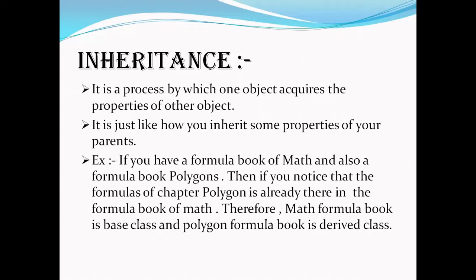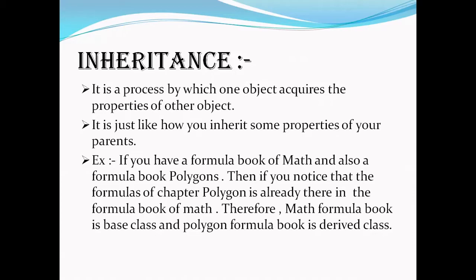Suppose either of your parents is tall, so in most cases you will see the child is also tall. So what is that? You are inheriting the property of your parents. Okay. So here the class whose property is acquired is called the base class, and the class which inherits the property is called the derived class. So in your case, your parents are the base class and you are the derived class.